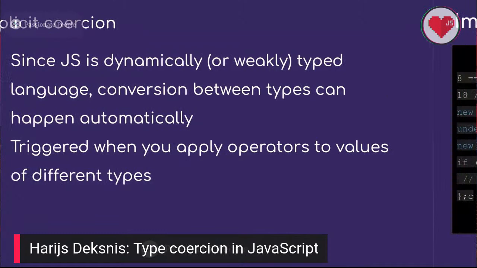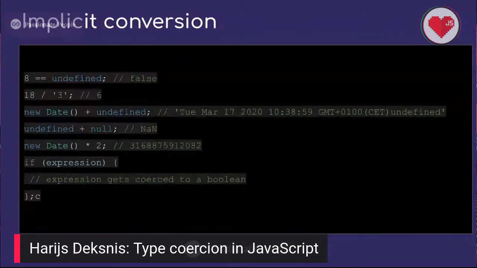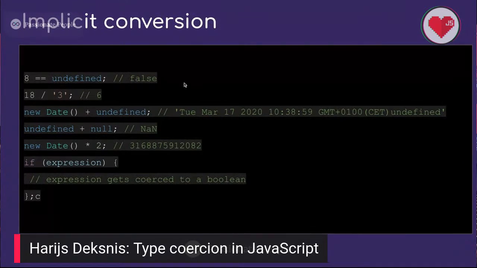So we'll follow up now with some examples, and these are just a few. Something is happening in the first line when you're comparing 8 to undefined, and it's returning false. Something must happen here when you are dividing 18 by a string of 3. Clearly, since the result is 6, JavaScript under the hood converts the string to a number. However, if the string was not easily parsable to a number, the outcome would be not a number, and of course the operation would also be not a number.